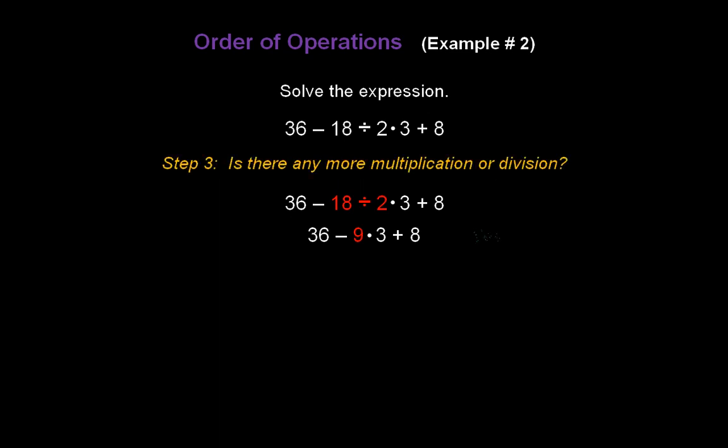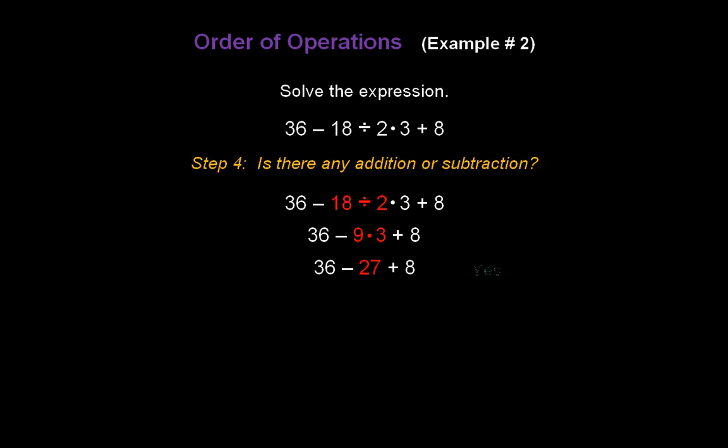Is there any more multiplication or division? Yes, there is. We still have right in the middle 9 times 3 to solve. 9 times 3 is 27. Rewrite the expression. We have 36 minus 27 plus 8. Any more multiplication or division? Nope. So go on to step 4, any addition or subtraction.